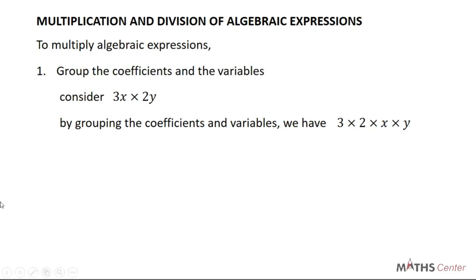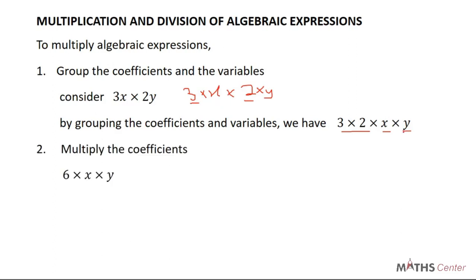Remember, in the first video, we said that the expression 3x is the same as 3 times x. And the expression 2y is the same as 2 times y. So we already have the multiplication here. So 3x times 2y is the same as 3 times x times 2 times y. So all we need to do is to group the coefficients and the variables. So we group the coefficients 2 and 3. We send them to one side. Then x and y, we group those ones also.